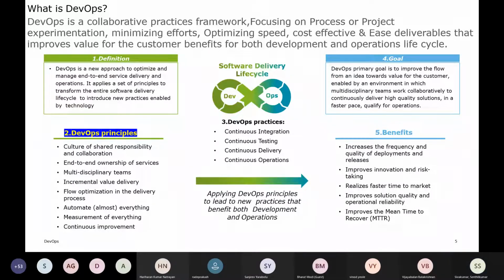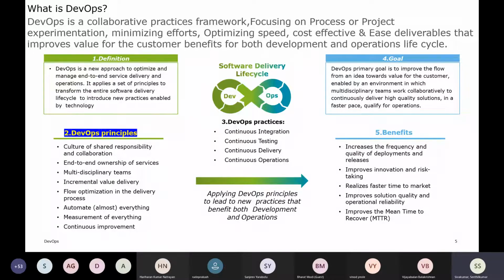There are no changes on the definition. If you fix on this part, then it has been derived into principles. So what do the principles cover? DevOps principles cover a culture of shared responsibility and collaboration, end-to-end ownership of services, multidisciplinary teams, incremental value delivery, flow optimization in the delivery process, automate everything, measure everything, and continuous improvement. This page is very important. Why? Because if you know the definition, from the definition they derived these principles, and inside the principles they cover each one of the phases to make the process and project experimentations for your goals.